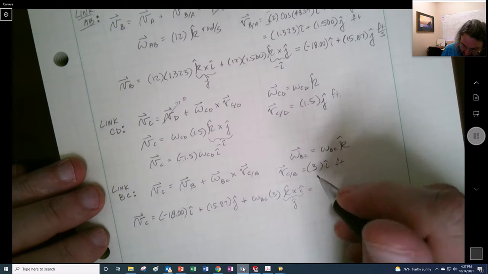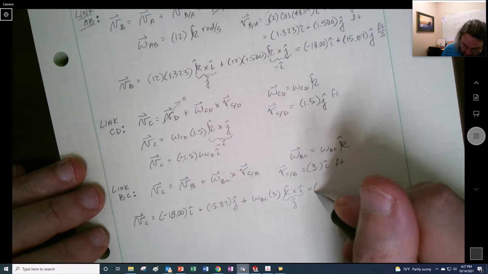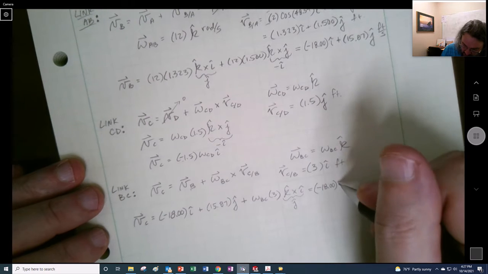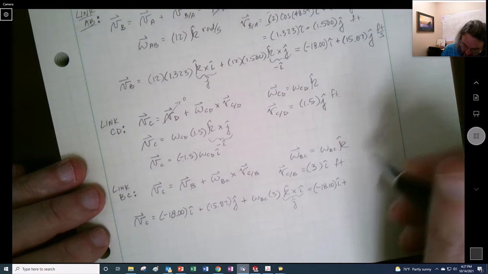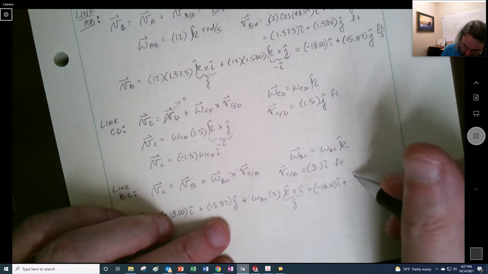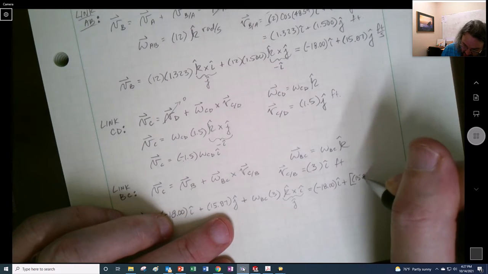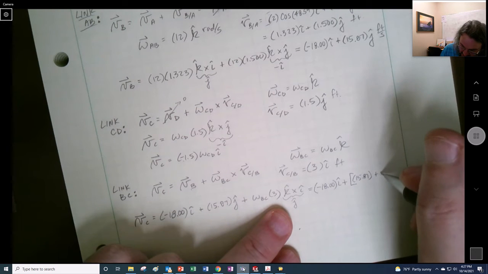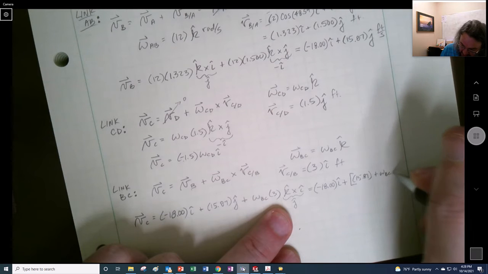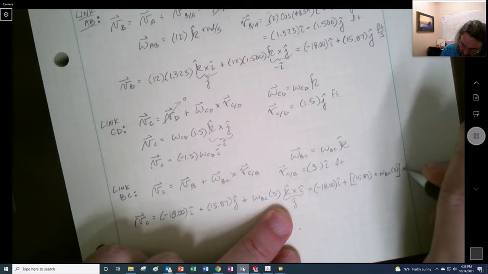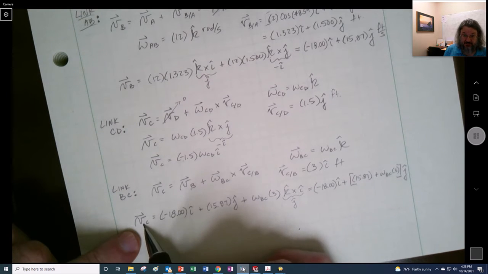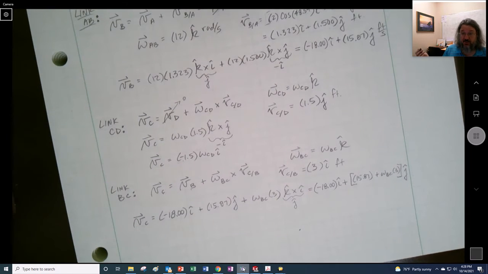And maybe I'll write that thing out again. So I'm going to write negative 18.00 i plus, and I could write this in a couple of ways. I'll go ahead and write it out this way right here, 15.87 plus omega BC times 3 j. Here's a velocity of C, and here's a velocity of C. They have to be equal to each other.